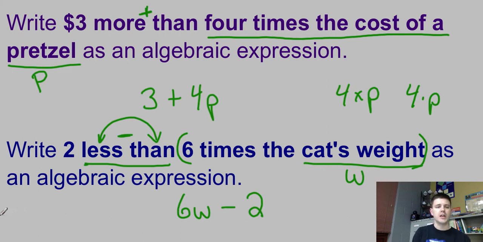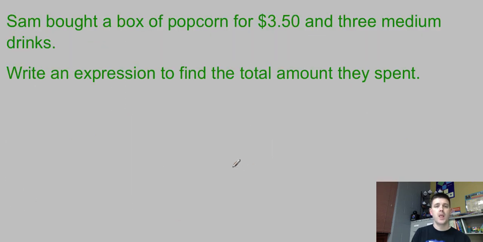All right, hopefully you're starting to get a little bit more comfortable. Let's tackle the last couple, and then you're going to do some practice today. So this one said, Sam, who I hope is paying attention, bought a box of popcorn for $3.50 and 3 medium drinks. Write an expression to find the total amount they spent. So Sam must have gone with some people. He bought 3 drinks, and we want to know how much they spent.